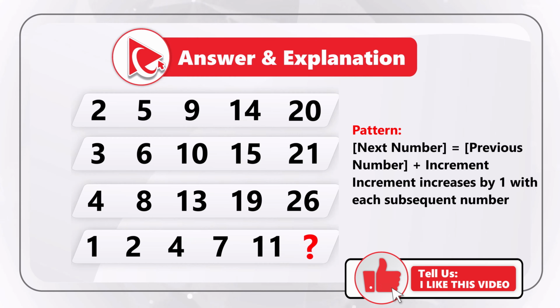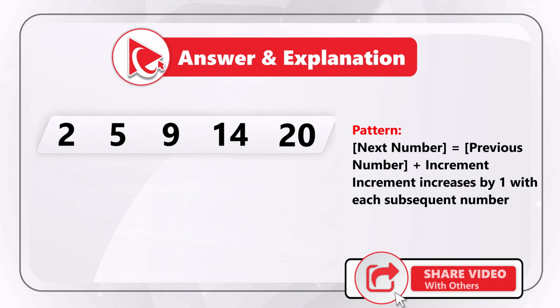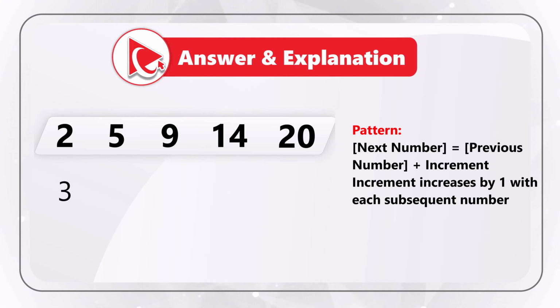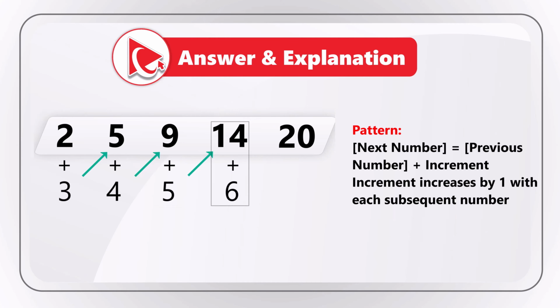Let's look at the example on how calculations are done for the first row of numbers. In the first calculation, the increment is 3. 2 plus 3 equals 5. Then increment increases by 1, and from 3 becomes 4, which means 5 plus 4 equals 9. Then increment increases again, and 9 plus 5 equals 14. 14 plus 6 equals 20.